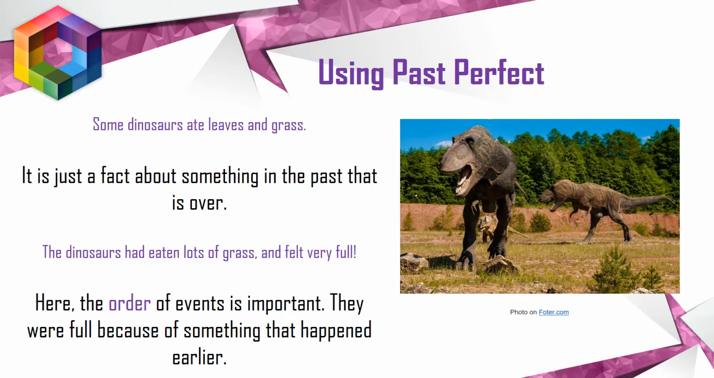For example, some dinosaurs ate leaves and grass. It is just a fact about something in the past that is over. The dinosaurs had eaten lots of grass and felt very full. Here, the order of events is important. They were full because of something that happened earlier.